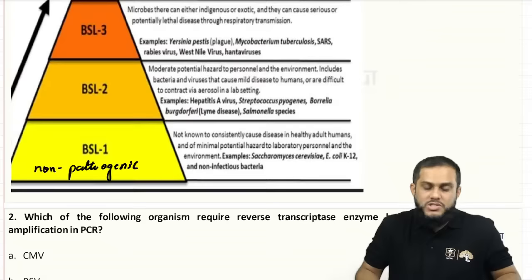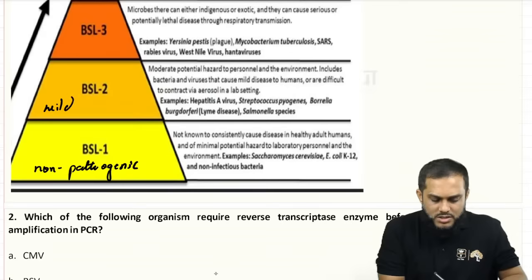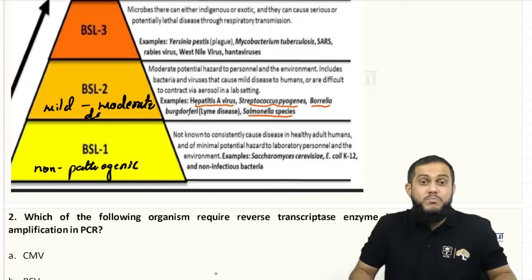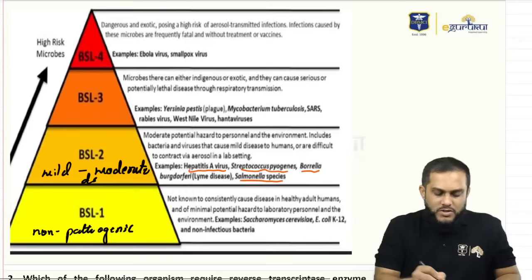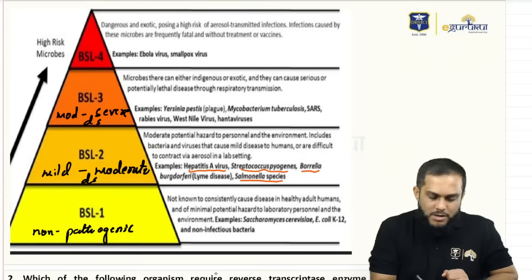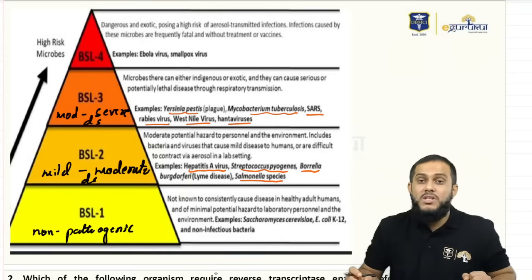For the pathogens which cause mild to moderate disease, like hepatitis A, Streptococcus pyogenes, Borrelia, Salmonella, and many others, we have to take biosafety level 2. And the ones which cause moderate to severe disease need biosafety level 3. Important examples are Yersinia pestis, Mycobacterium tuberculosis, SARS, rabies, West Nile virus, hantavirus.